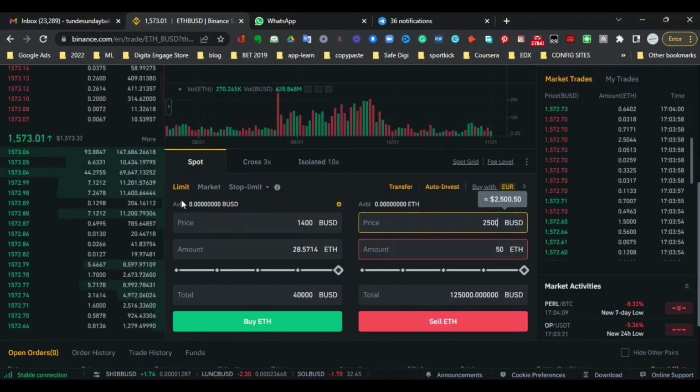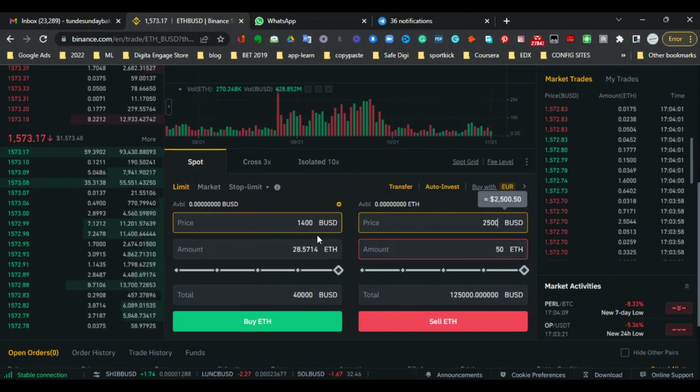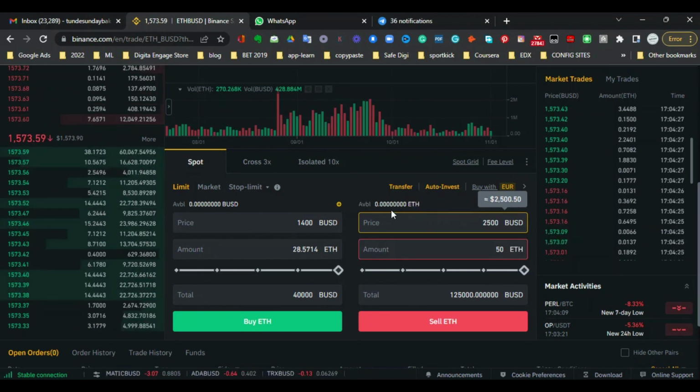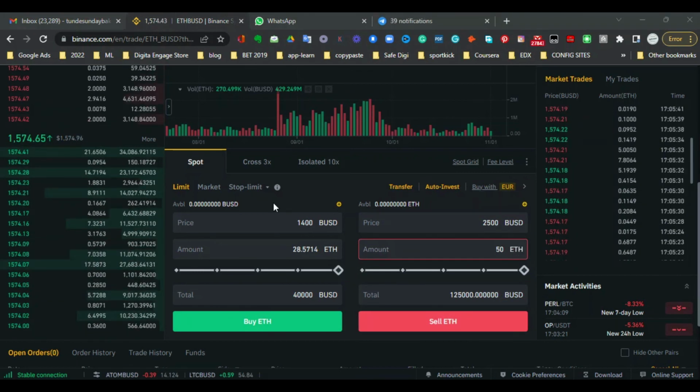You can see under the buy, the balance you are going to use, BUSD to buy Ether. Then under the buy limit order. Then under the sell limit order, you are going to sell your Ethereum to get your BUSD, and you click sell. So we have come to the end of the video, getting familiar with Binance Spot Trade.